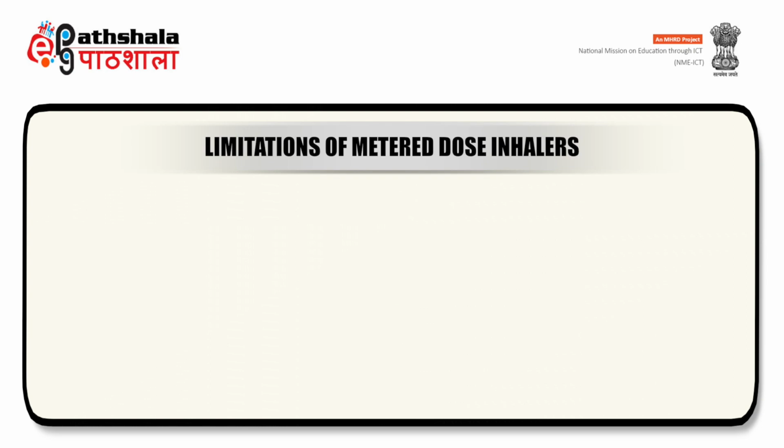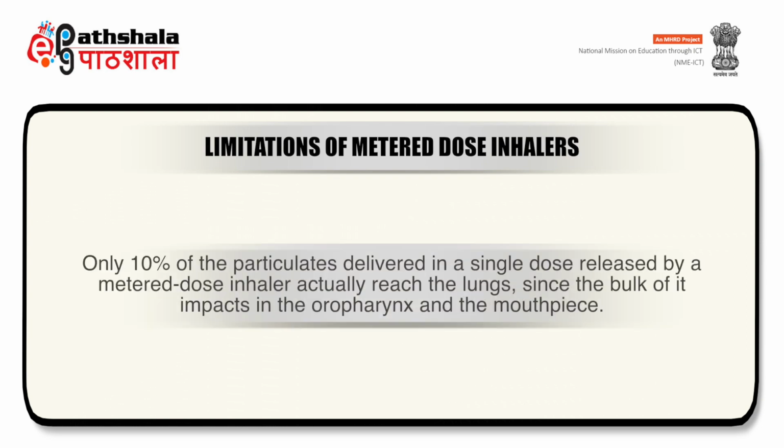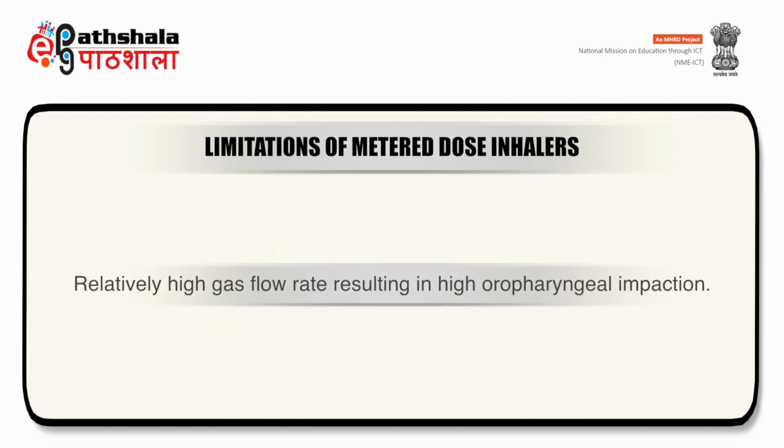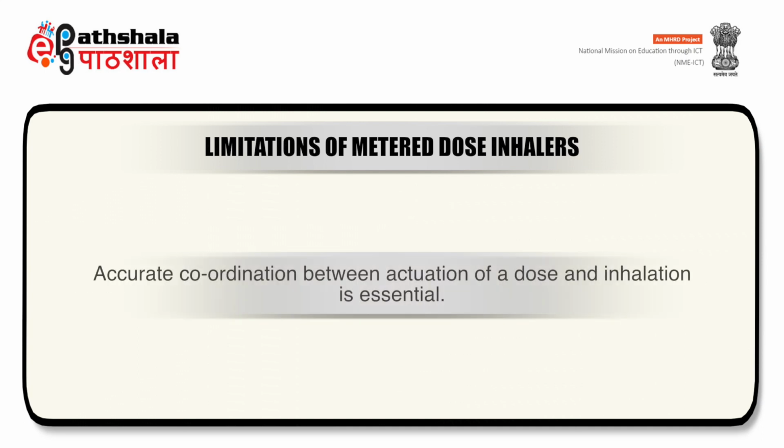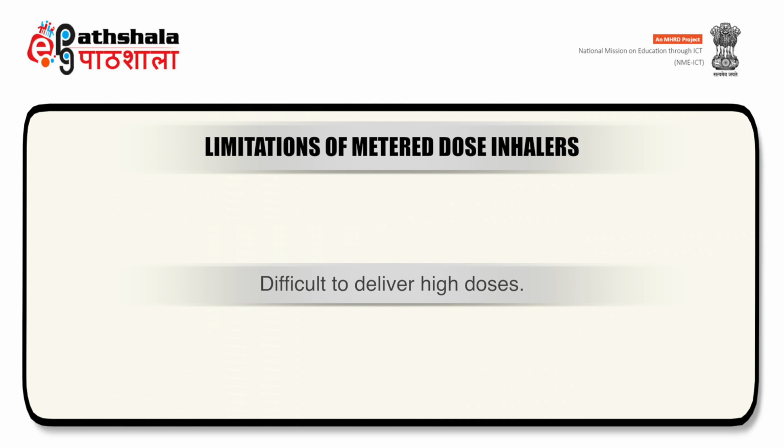Now we will discuss the limitations of MDIs. In case of MDIs, only 10% of the particulates delivered in a single dose released by a metered dose inhaler actually reaches the lungs, because the bulk of it impacts in the oropharynx and mouthpiece. MDIs have a relatively high gas flow rate, resulting in high oropharyngeal impaction. These essentially require accurate coordination between actuation of a dose and inhalation. Lastly, it is difficult to deliver high doses using MDIs.